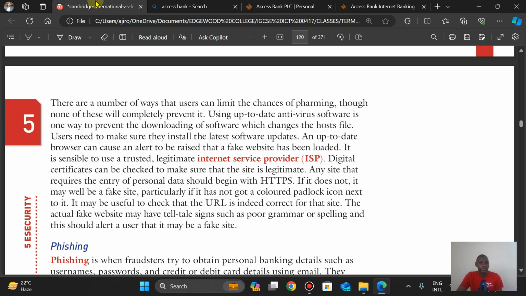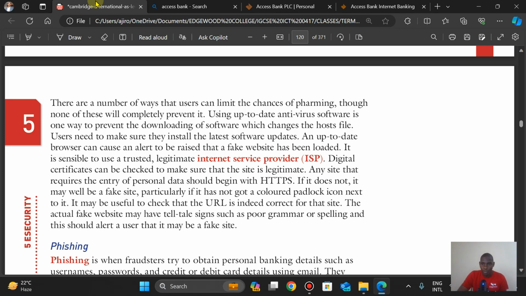There are a number of ways to limit the chances of pharming. None of them will completely prevent it, but using an up-to-date antivirus will help. It will prevent downloading of software which changes the host file. Users need to make sure they install the latest software updates. An up-to-date browser can raise an alert that a fake website has been loaded.